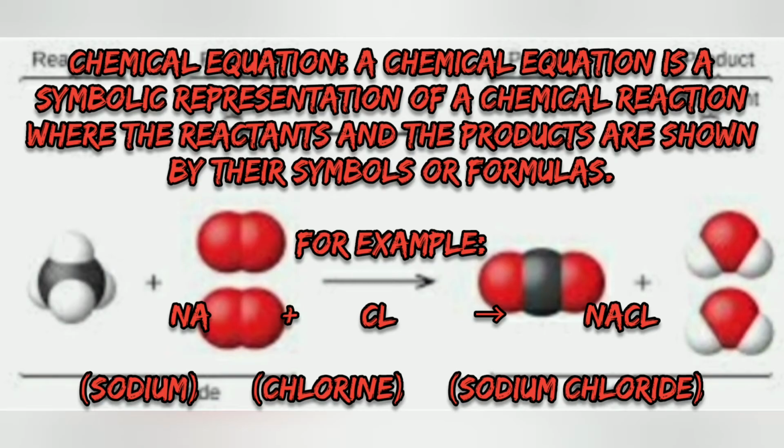Chemical equation. A chemical equation is a symbolic representation of a chemical reaction where the reactants and the products are shown by their symbols or formulas. For example, Na + Cl → NaCl. Sodium plus chlorine gives rise to sodium chloride.